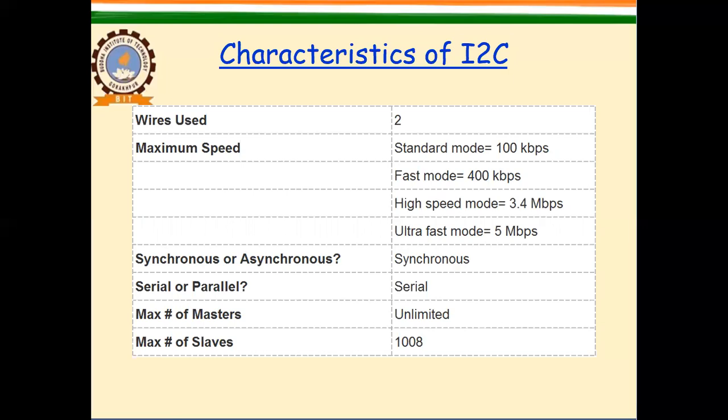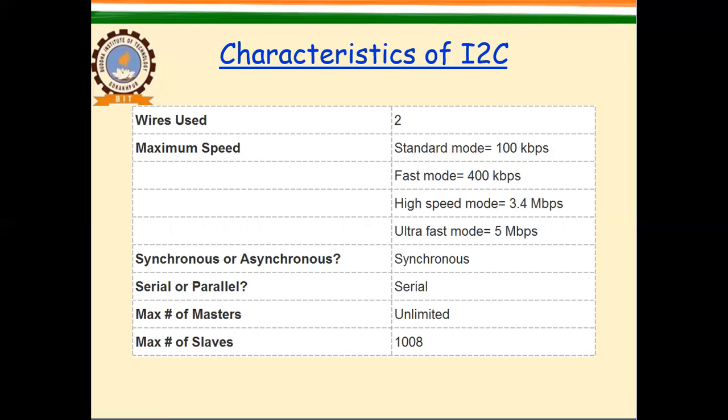I2C works in various speed modes. It operates in standard mode at 100 kbps. It has a fast mode which operates at 400 kbps. And it has the maximum speed configuration of 5 Mbps, which is known as ultra fast mode. In all, it has 4 modes of operation.